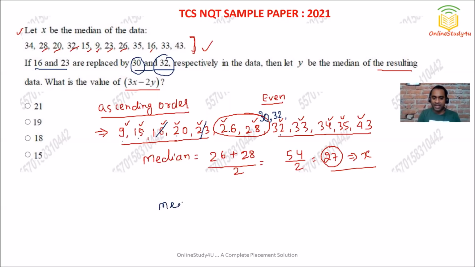Now what will be the median? Again we have 12 numbers. So 1, 2, 3, 4, 5: 5 numbers we have kept this side, and 1, 2, 3, 4, 5: 5 numbers we have kept this side. So the median will be 30 plus 32 divided by 2. That will be 62 by 2, which is nothing but 31. So we got the value of Y equal to 31.